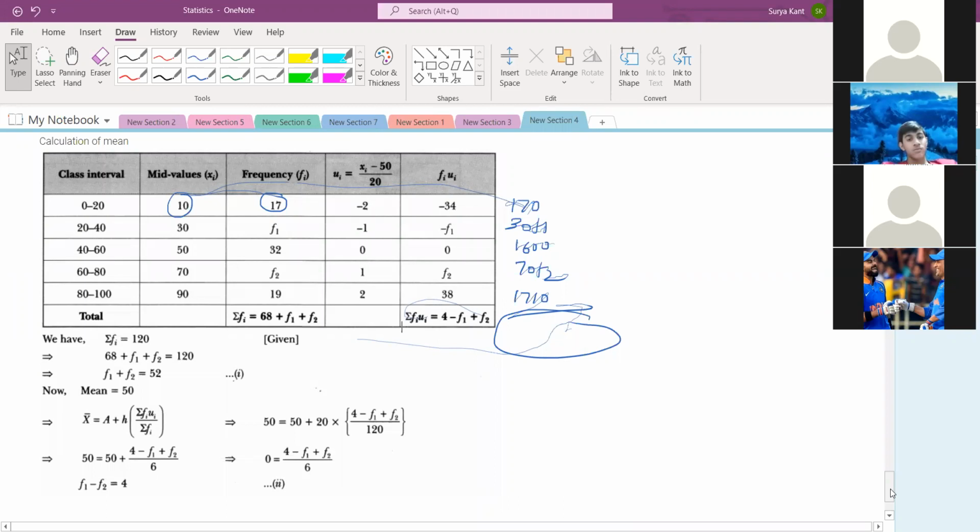Yes. So here they have done the first part, you can see here: 68 plus f1 plus f2 is equal to 120. So we get f1 plus f2 is equal to what? 52. And second, from the main formula, mean is equal to summation fi xi divided by summation fi. The summation fi xi you already know. Now you get f1 and f2. You can substitute also: f1 is equal to 52 minus f2. That also you can do if you want. Understood? Yes, sir.